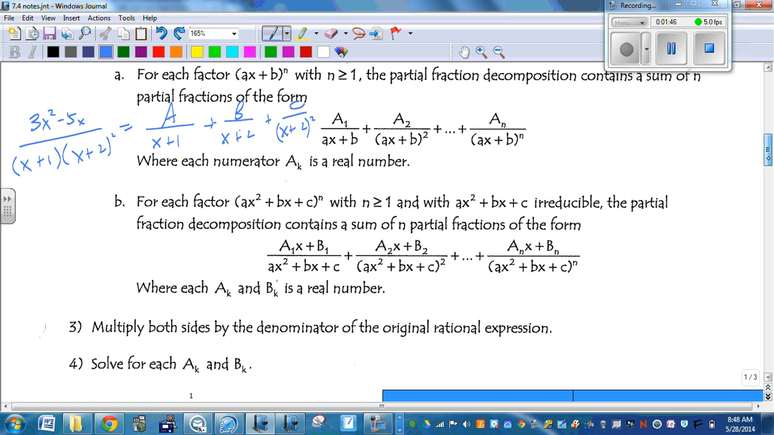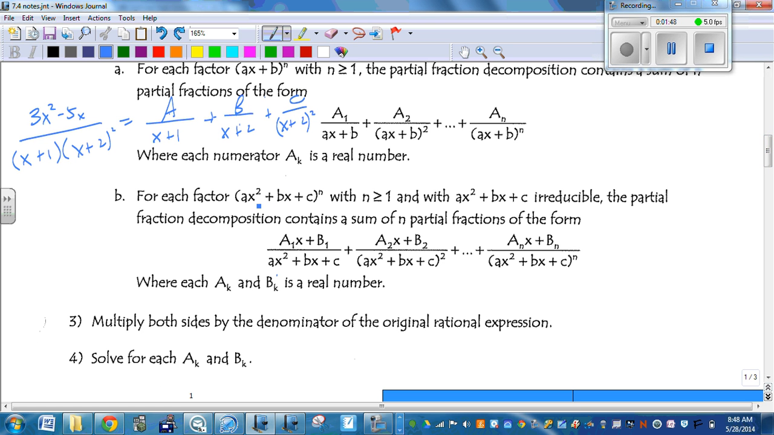If we look at the next part, when we have something a little more complicated, like something that's ax squared plus bx plus c, or just something that's to a degree of 2, instead of having just an a on top, we have to go 1 degree less. So this is a quadratic on bottom. We're going to have a linear expression on top. So it's going to be ax plus b on top instead of just a. But we'll break that down so it looks something like this.